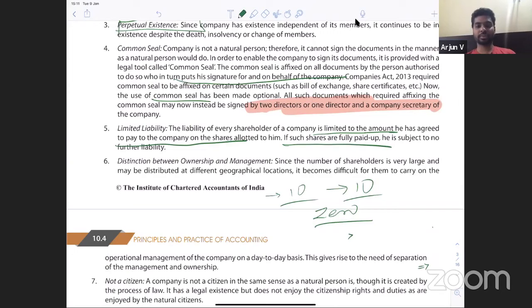The next thing you need to remember is, in case of a company, the people who run the company and the people who give money to the company are different. The company is run by a board of directors. Who are these directors? They are representatives elected by the shareholders. The shareholders appoint a few people and say, boss, on our behalf you run the company. So they become the managers of the company. That's why there is a clear distinction between the owners and the management.